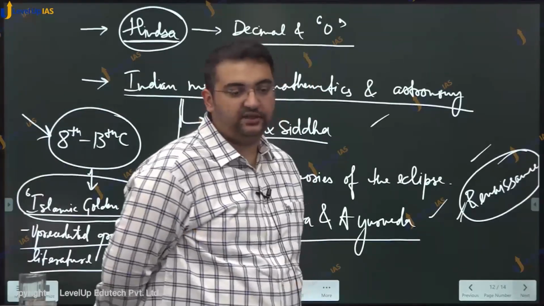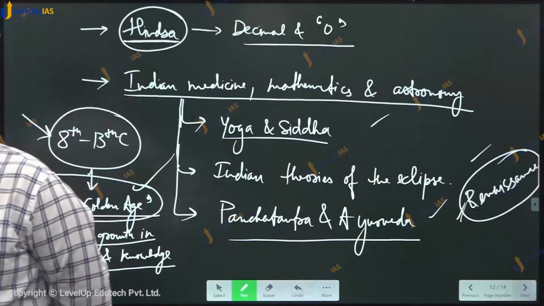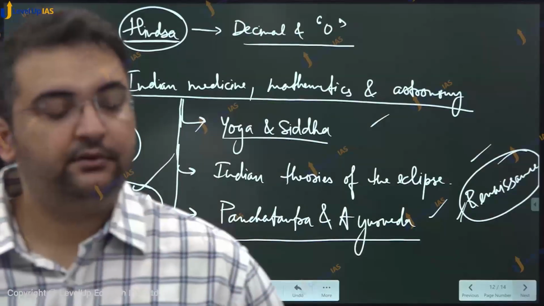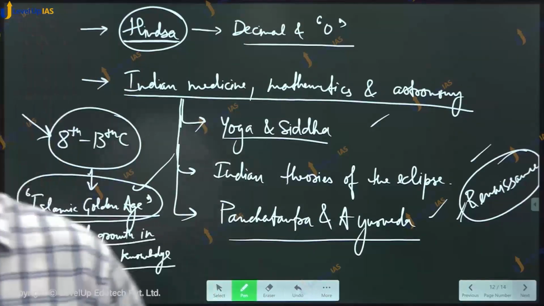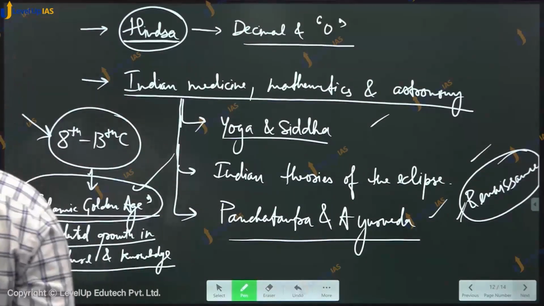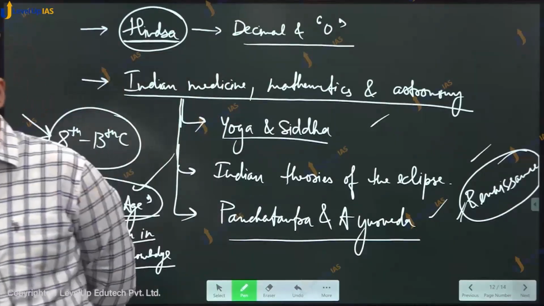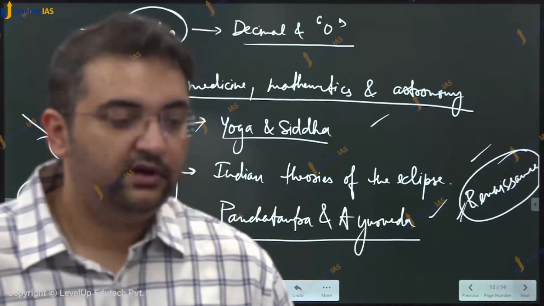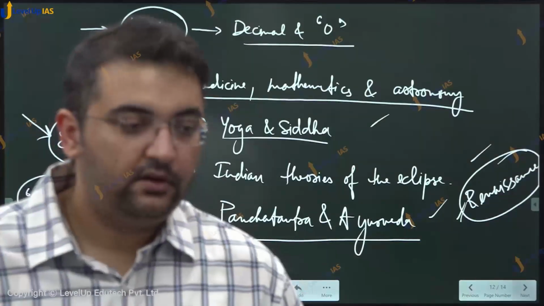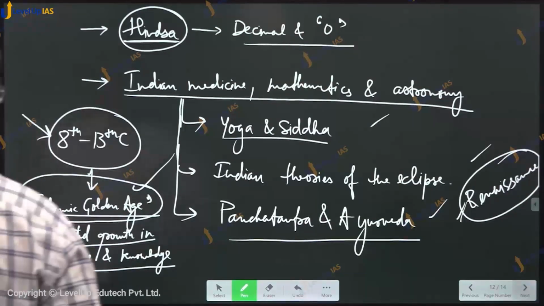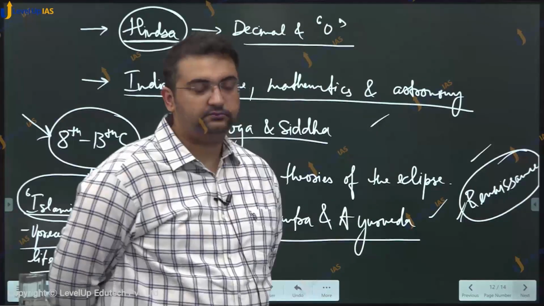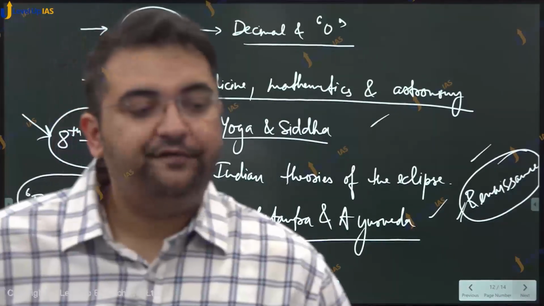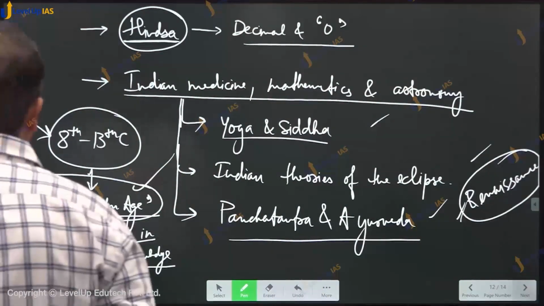Next sub point. It is believed that many of the Arabic and Western fables, such as Arabian Nights and Aesop's fables, are derivatives of Indian works such as the Panchtantra.